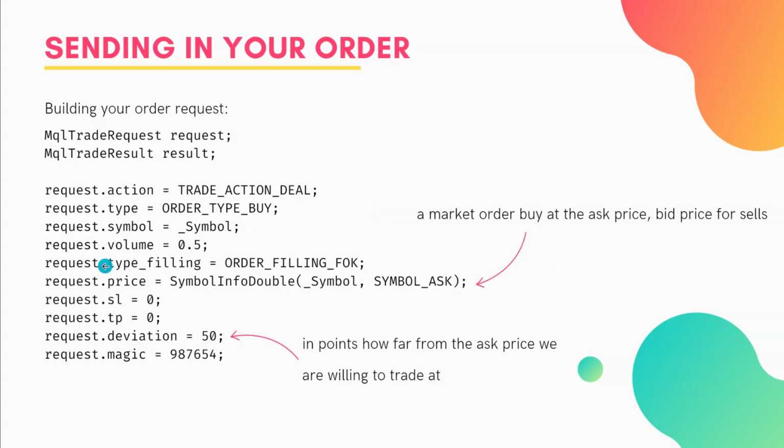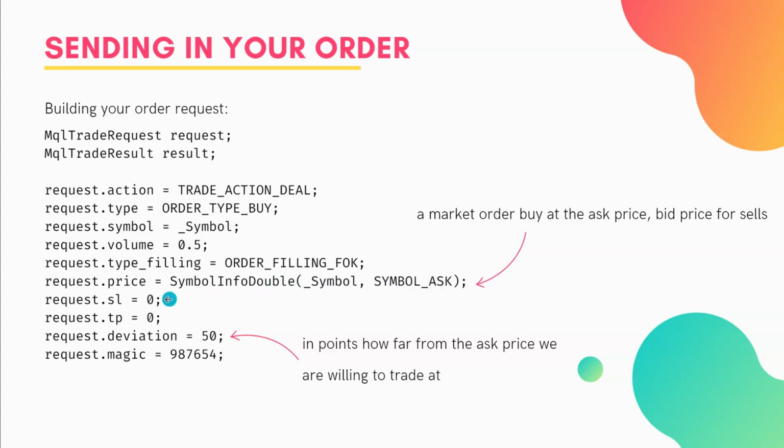We can then also put in the type filling. So different servers will have different policies on the filling, maybe fill or kill, immediate or cancel. If you don't put this information in, it will default to whatever the default server is. The price, now we do have to put the price in, and if we're doing a buy order, we have to pay the asking price.